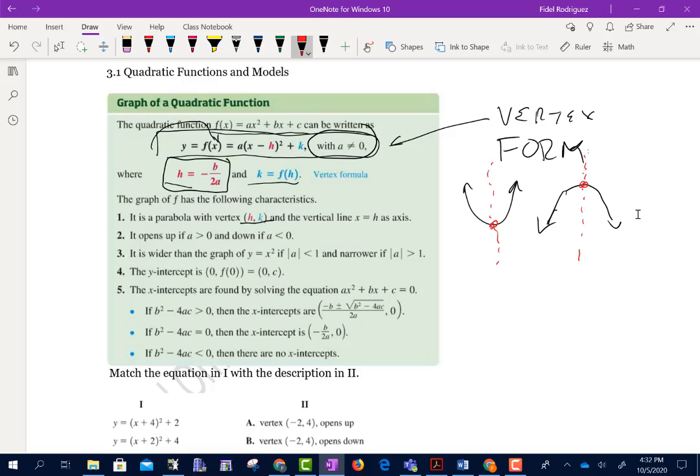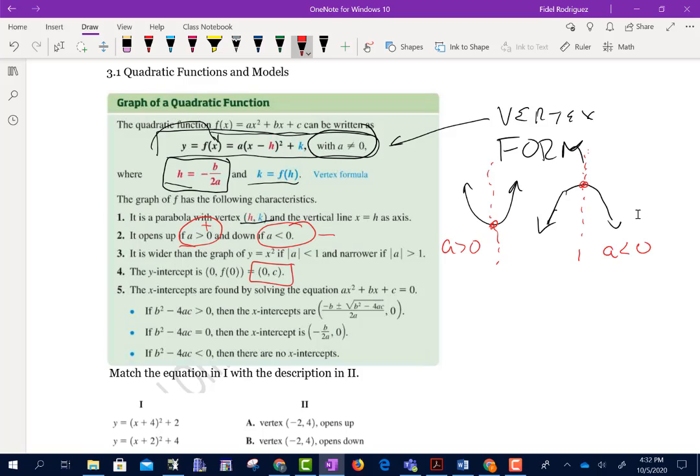It tells you the graph's going to open upward if my number a is greater than 0. That just means that my number a is positive, and the graph will open downward if a is less than 0, meaning a is negative, okay? So here, a is positive, and in here, a is negative, okay? It says it is wider than the graph of y equals x squared if the absolute value of a is less than 1, and narrower if the absolute value of a is bigger than 1, okay? The y-intercept is always going to be the point (0, c), right here.